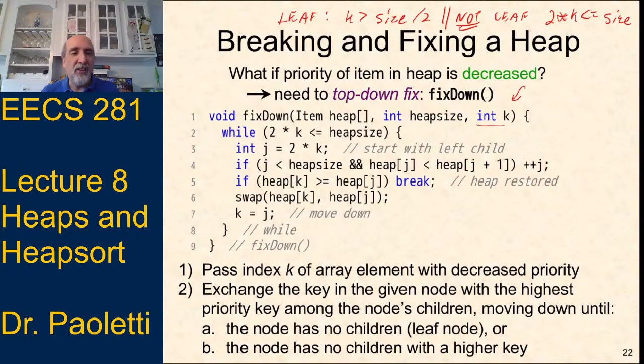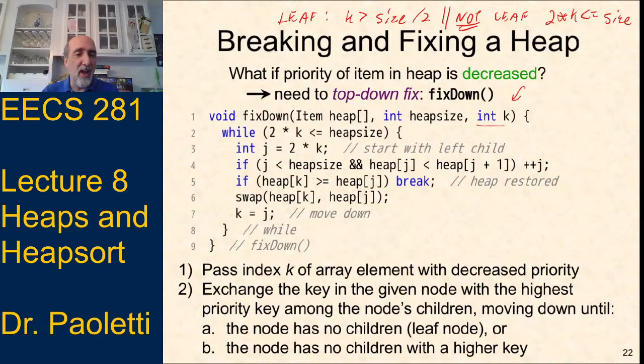Okay, so that's what line 2 is doing, is we're saying while we're not at a leaf node, we know we have a left child. If we're not a leaf, we've got to have a left child. We might not have a right child, but if we're not a leaf, we've got to at least have a left child. So that's what line 3 is doing, is saying, hey, index j is the index of the left child.